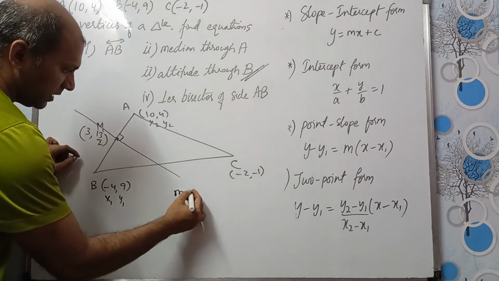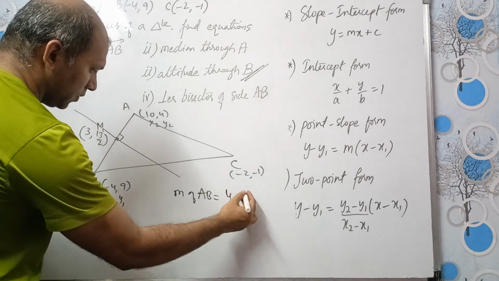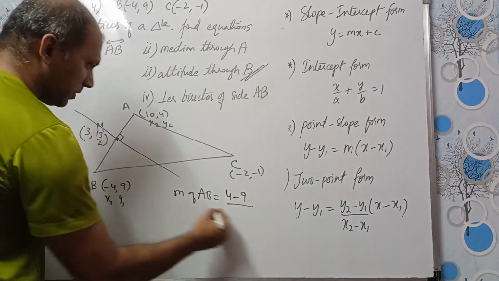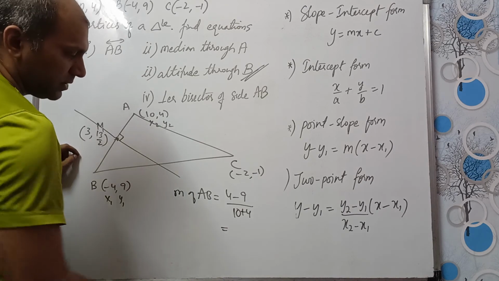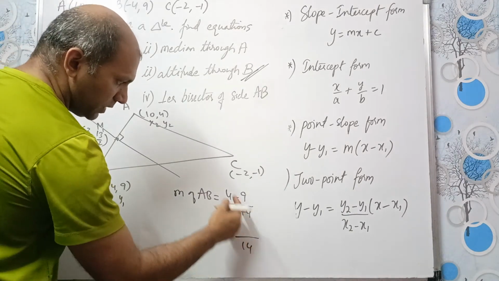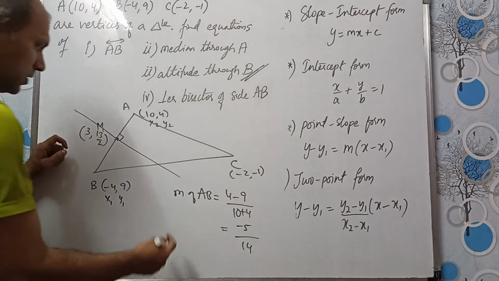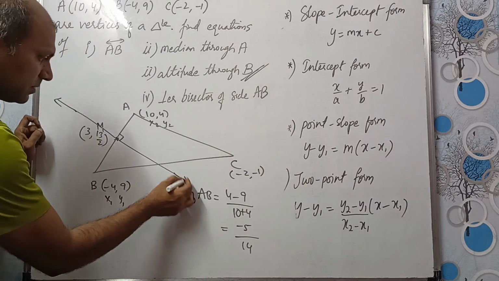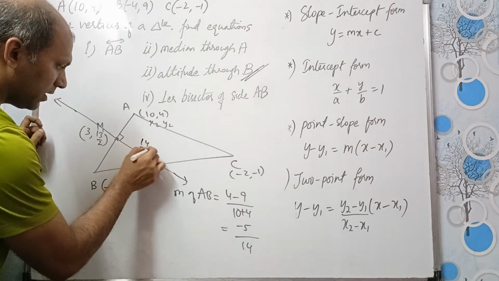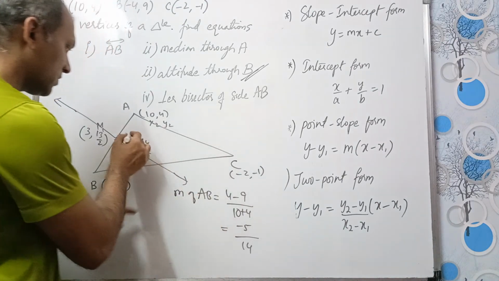Slope of AB, m of AB is equal to y2 minus y1, so 4 minus 9, divided by x2 minus x1. 10 minus of minus will become plus. So it is 10 plus 4, so 10 plus 4 is 14. 4 minus 9 is minus 5. So the slope of this perpendicular bisector will be the reciprocal and the signs will be different. So it is minus, so this will be plus.